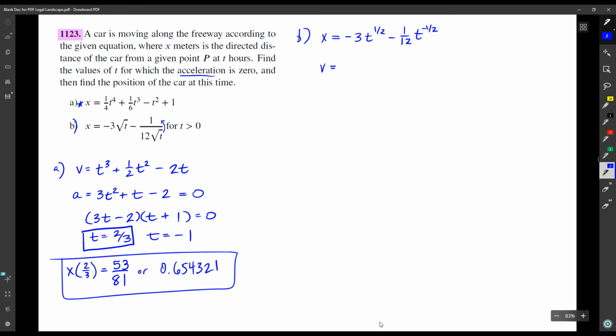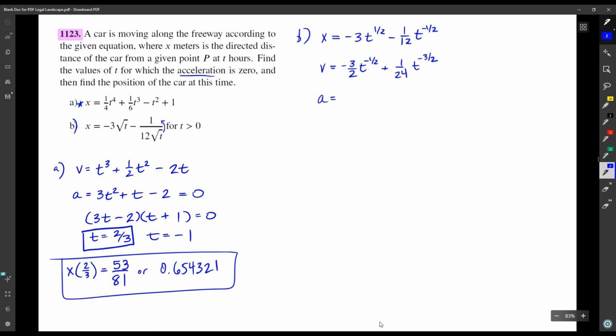So velocity is the first derivative of position. So this will be negative 3/2 t to the negative 1/2, and then plus 1/24 t to the negative 3/2. So we have velocity now. Let's take a look at acceleration.